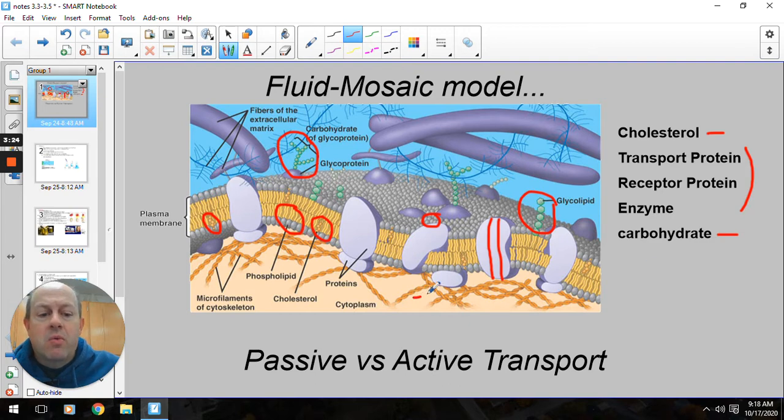and interact with the enzyme at the active site, and then that will break down and form the two products. And so these are all components of the cell membrane.